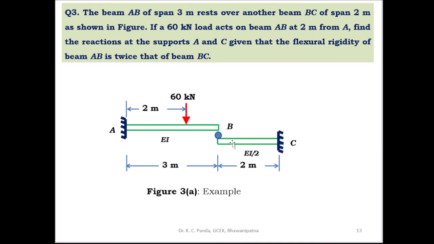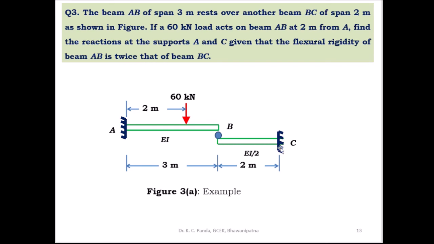And this is two beams, and the beam AB rests over the beam BC. Here the flexural rigidity of AB is twice that of BC. So let us take the flexural rigidity of AB as EI, and the flexural rigidity of BC becomes EI by 2. The length of AB is 3 meter and the length of BC is 2 meter. And one load is acting at a distance 2 meter from the fixed end A, and the intensity of load is 60 kilonewton.